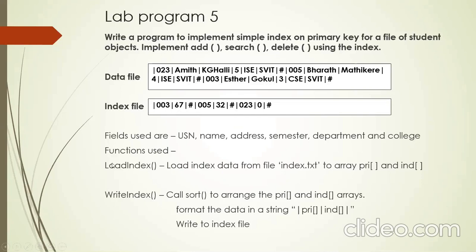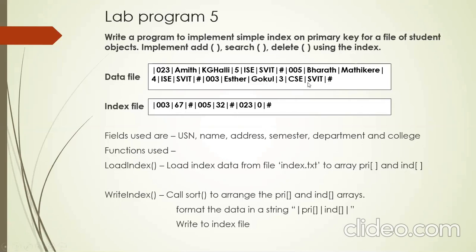So that is the load index and write index. Load index is at the starting of the program in the main function: the content of the index file is read and put into these arrays. I read a record and put the key and displacement. Read the next record, put the key and displacement in the next index of the array. Fine, and that is the load index. And now all the keys and their displacements are present in these particular arrays.